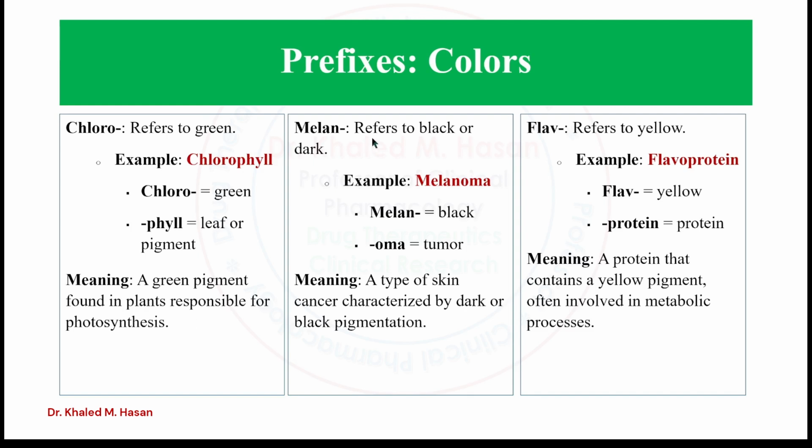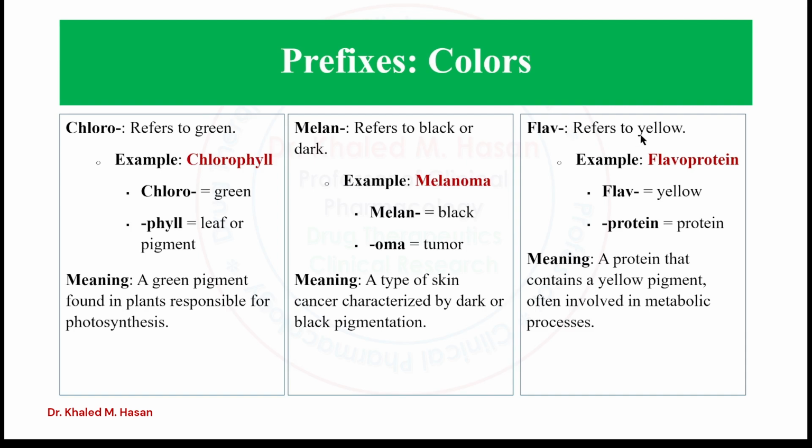Then we have melanoma. Melan refers to black or dark. Example here, melanoma: melan means black, and oma as a suffix means tumor. Melanoma is a type of skin cancer characterized by dark or black pigmentation.